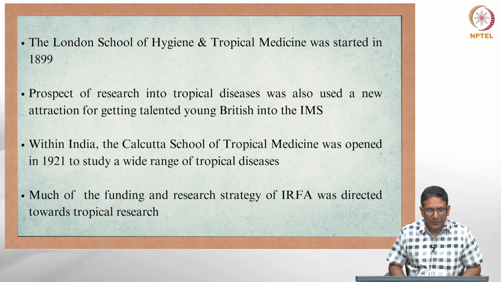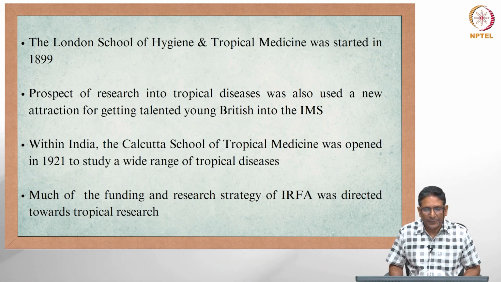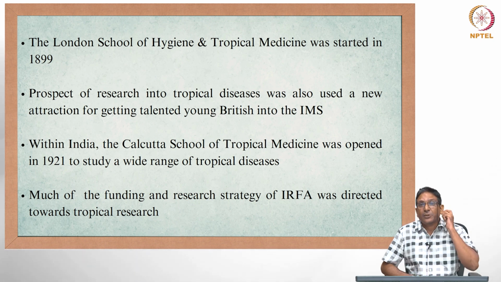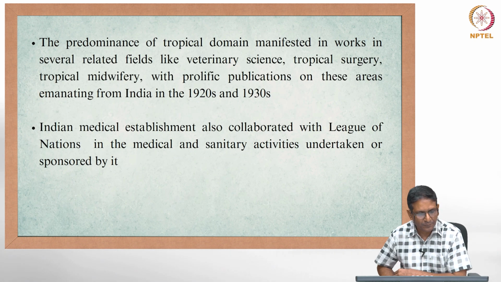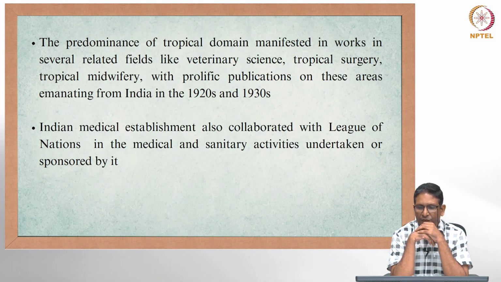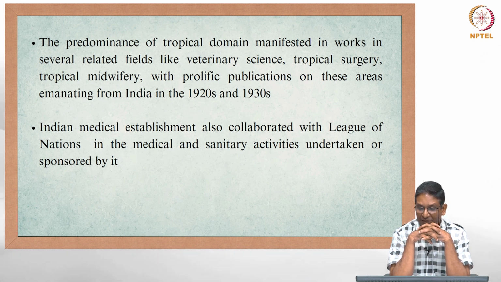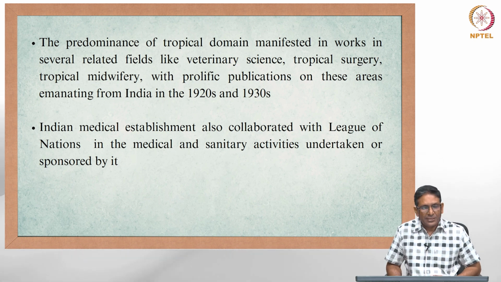And within India itself, just like the Liverpool and London schools, the Calcutta School of Tropical Medicine was opened in 1921, again to study a wide range of tropical diseases. Much of the funding and research strategy of IRFA was also channelized towards tropical research. The predominance of tropical medicine manifested in works in several related fields like veterinary science, as I mentioned earlier, tropical surgery, tropical midwifery, with prolific publications on these areas coming out from India in the 1920s and 30s.